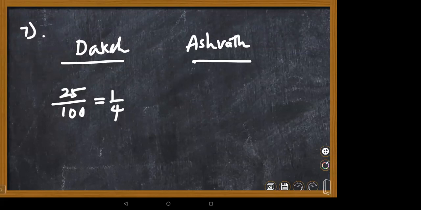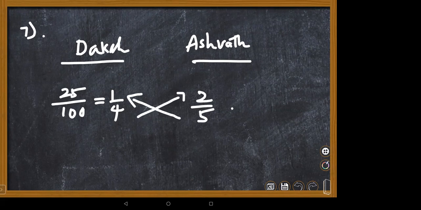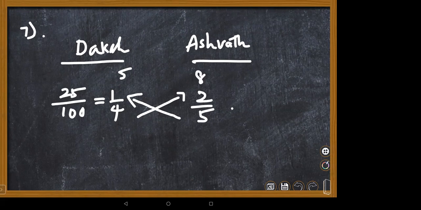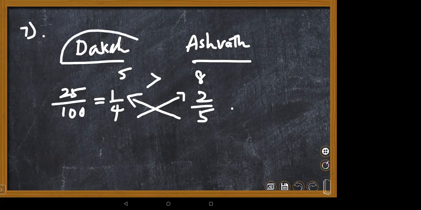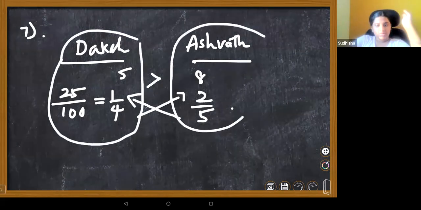Next, about Ashwat. Ashwat read 2/5 of the same book. Who read less? Ma'am, it is also comparing, children. So 5 1s are 5, 4 2s are 8. Who read less here? Daksh read less. Very good. Who read more? Ashwat. Like that we can compare.